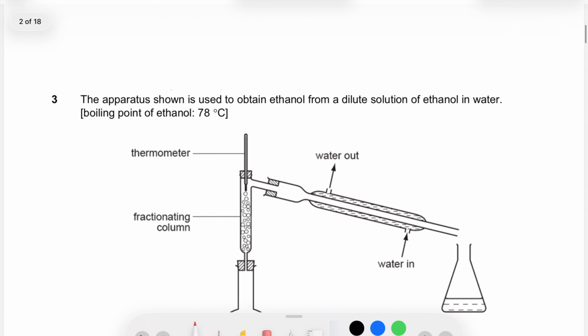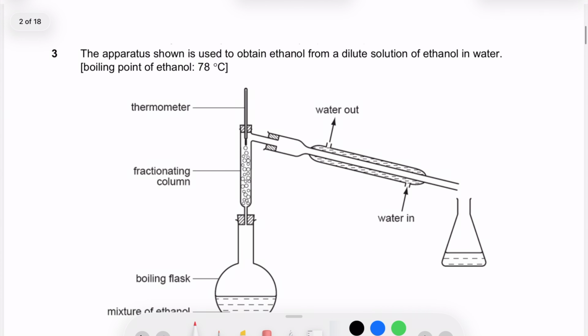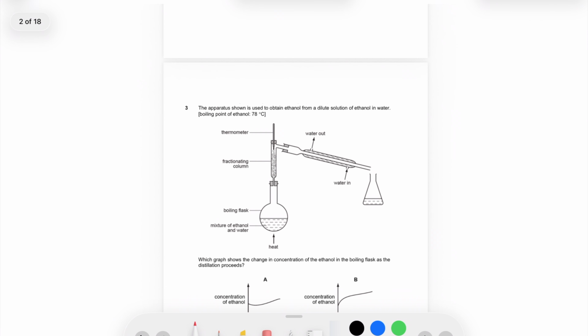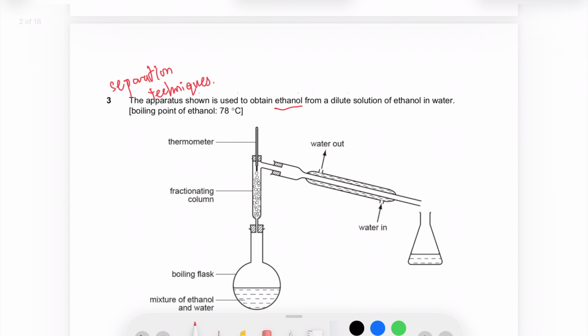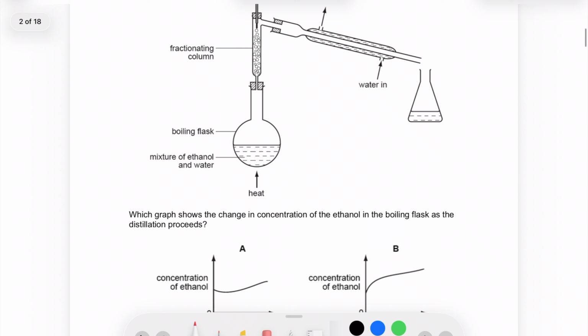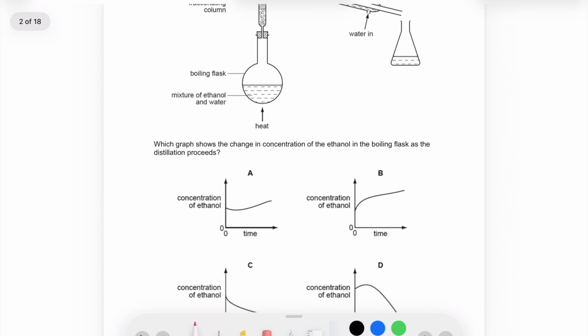Next one. Question 3. This one should be separation techniques. Okay, let me write down first. You try to obtain ethanol from a dilute solution of ethanol in water, and just take note, the boiling point of ethanol is 78. Which graph shows the change in concentration of the ethanol in the boiling flask?